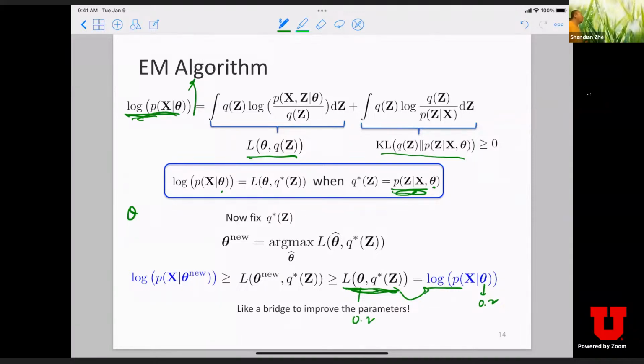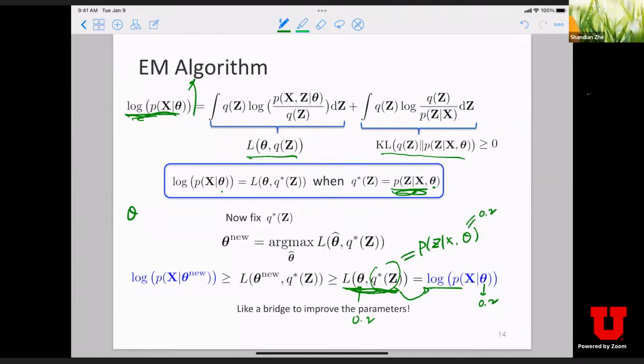So now we fix Q star Z. Remember, it is taken as the current posterior of Z given X and given theta. Theta, we have taken the current value to be 0.2. Now I set my theta in my lower bound to be free, so it is only a function of theta right now. I'm going to maximize this lower bound function only with respect to theta. Does it make sense? I maximize this function.